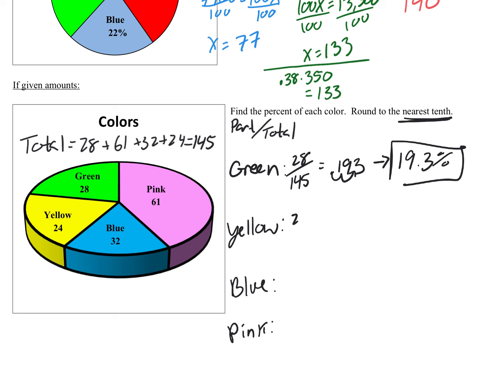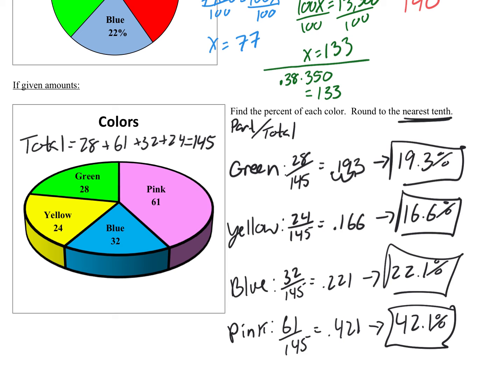For yellow, we have 24 yellow items out of a total of 145. So that's 0.166 or 16.6%. So take a moment, pause the video, try blue and pink by yourself. So for blue, we got that's 22.1% and 42.1% for pink.